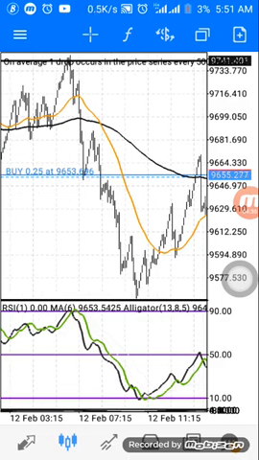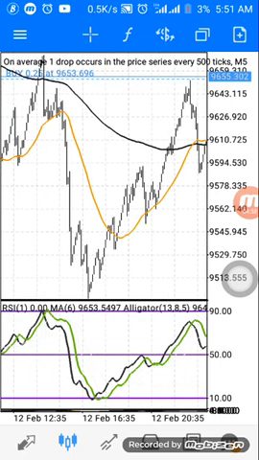Now this is it. After you have set your moving averages like this, the next thing you are going to be looking out for is your setup, the setup you were using to trade the market.